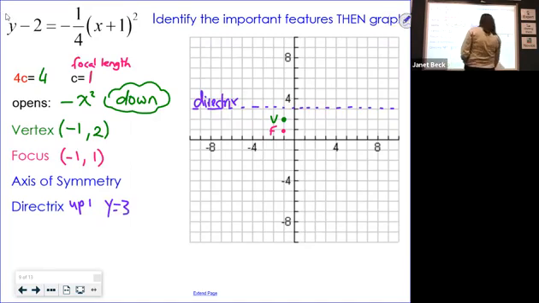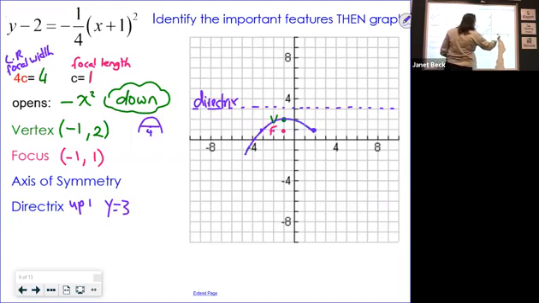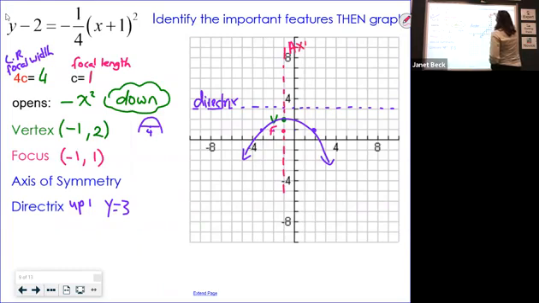Okay, then I'm going to need to put in the width. This is going to be the latus rectum, or focal width. It's going to be 4 wide. So if it's opening down, and it's 4 wide, I'm at the focus. I'm going to go 2 to the left and 2 to the right. And what have I not put in? I'm missing the axis of symmetry. It goes through the vertex and focus. That's my axis. That's the easy one.